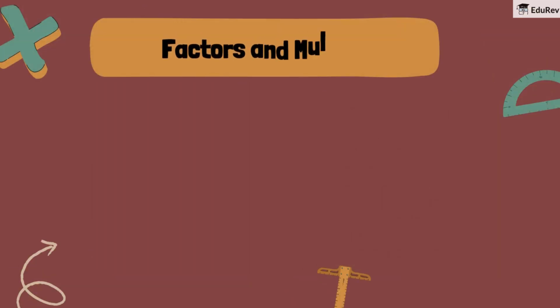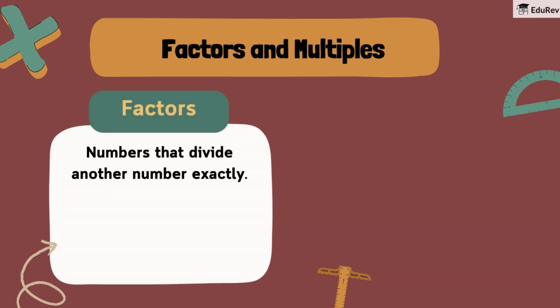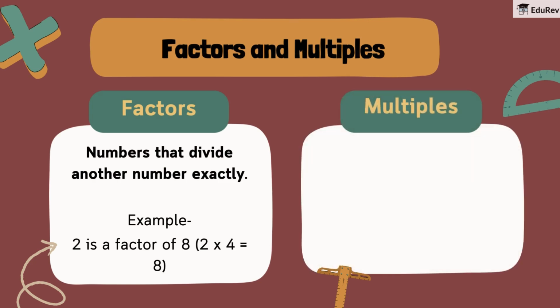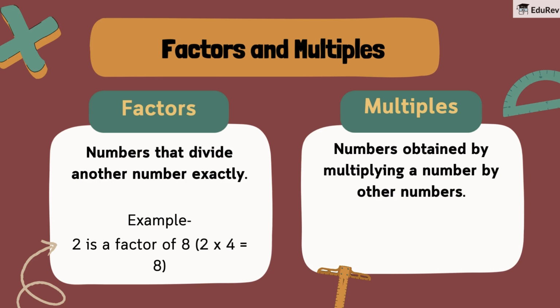Next, let's talk about factors and multiples. Factors are numbers that divide another number exactly. For example, 2 is a factor of 8 because 2 times 4 equals 8. On the other hand, multiples are numbers obtained by multiplying a number by other numbers. For instance, 9 is a multiple of 3 because 3 times 3 equals 9.